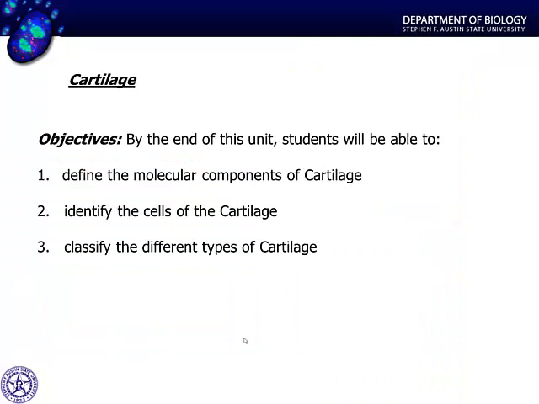Now, with cartilage in this unit, we are going to be able to define the molecular components of cartilage. There are going to be some constituents that are going to be specific for cartilage, and we're going to know the composition of cartilages, and we're going to be able to identify the different types of cells present in the different types of cartilages. And when you put those together, the molecular components, the cells and their histology, that's going to lead us to be able to classify the different types of cartilage that we see.